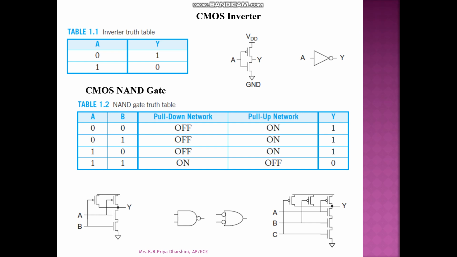The PMOS transistor is connected to the VDD and the NMOS transistor is connected to the ground. So this is called an inverter, which is called a CMOS inverter. When a PMOS transistor and an NMOS transistor are connected together, it is called complementary metal oxide semiconductor. So we can see an example for the NAND gate truth table and the NOT gate truth table.